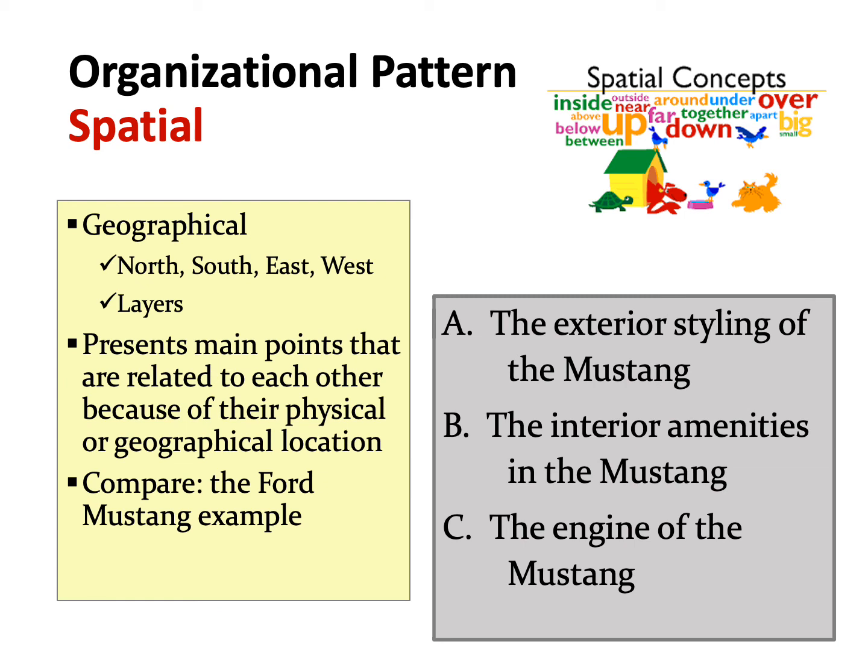So here's our Ford Mustang. So to do a spatial pattern, we might talk about the exterior styling of the Mustang, the interior amenities of the Mustang, and then the engine. So we worked from the outside in. That would be an example of spatial.